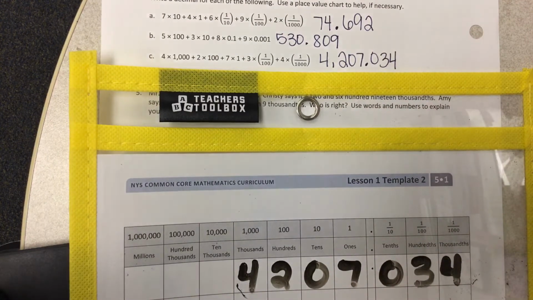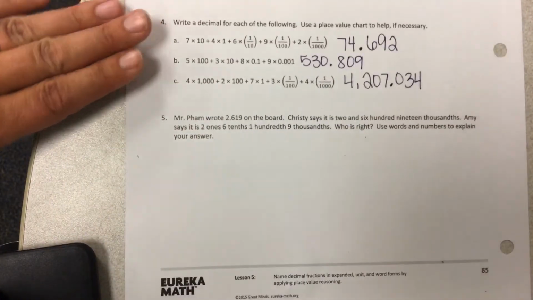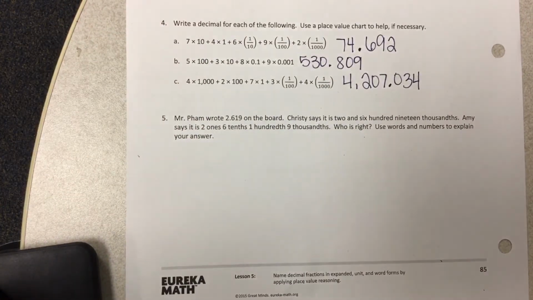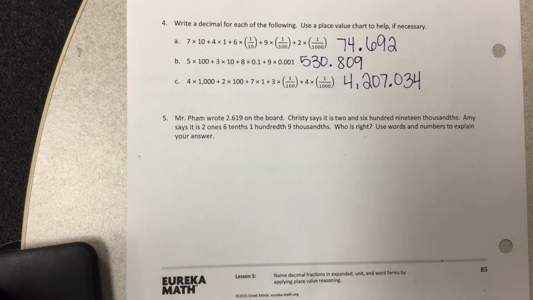Using that place value chart is definitely going to be really helpful for that one. So here's the last problem. It says Mr. Pham wrote, and I'm going to write this on my place value chart just off the screen. So he wrote 2 and 619 thousandths on the board. Christy says it is 2 and 619 thousandths. Amy says it's 2 ones, 6 tenths, 1 hundredth, 9 thousandths.